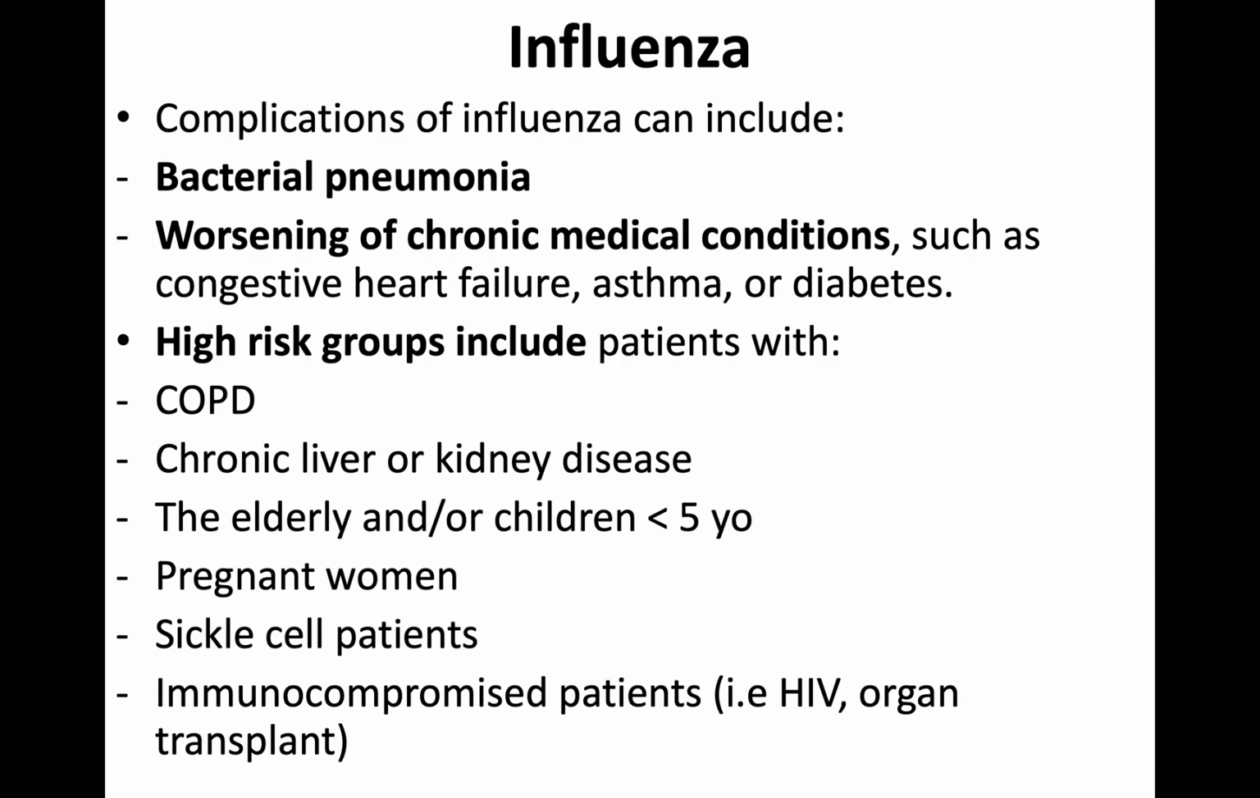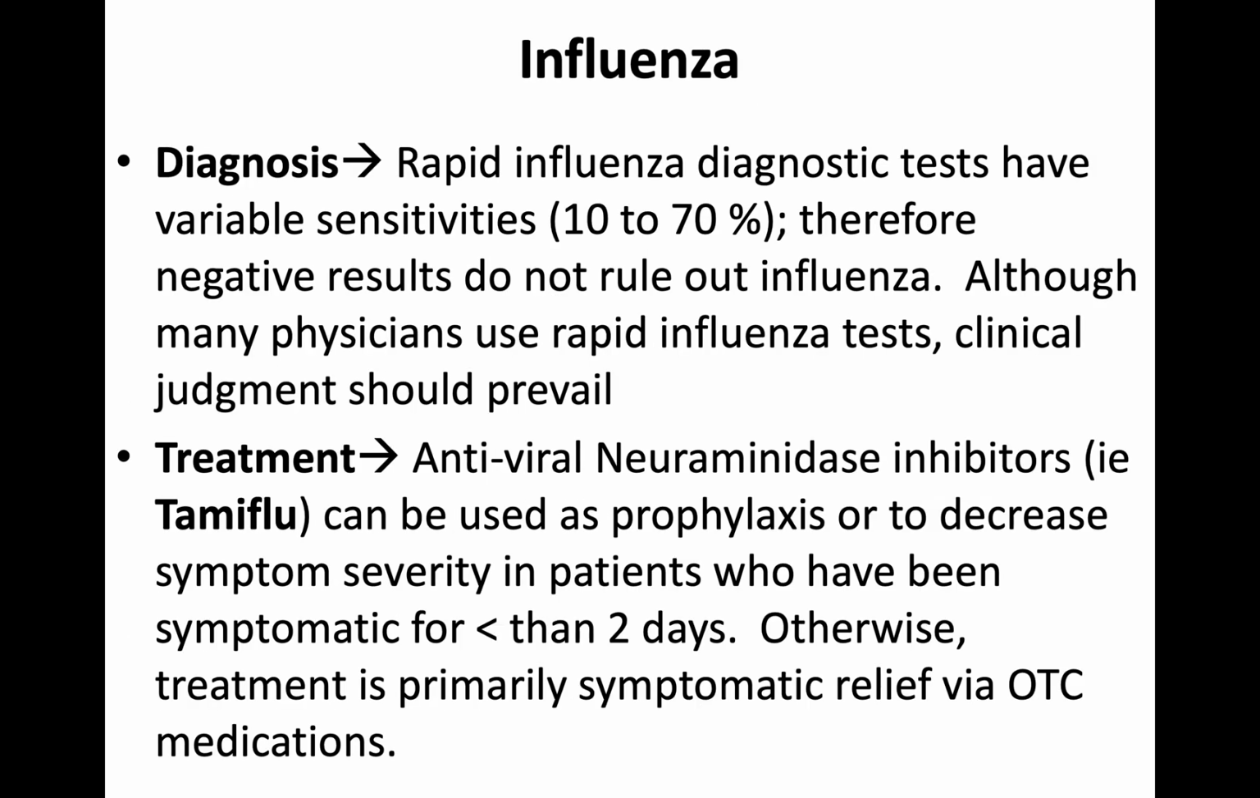So complications of influenza: if they get sick with the flu, then it makes it more likely they could get a bacterial pneumonia. Worsening of chronic medical conditions, particularly COPD or congestive heart failure. The high-risk groups are people with COPD. Their lungs are already vulnerable at that point. Chronic liver or kidney disease, young and very old patients, pregnant women, sickle cell patients, because they're already kind of immunocompromised. Oftentimes, sickle cell patients don't have functioning spleens anymore, and the spleen is an important immunologic organ. And then clients that are otherwise immunocompromised, HIV positive, or clients that have had organ transplantation.